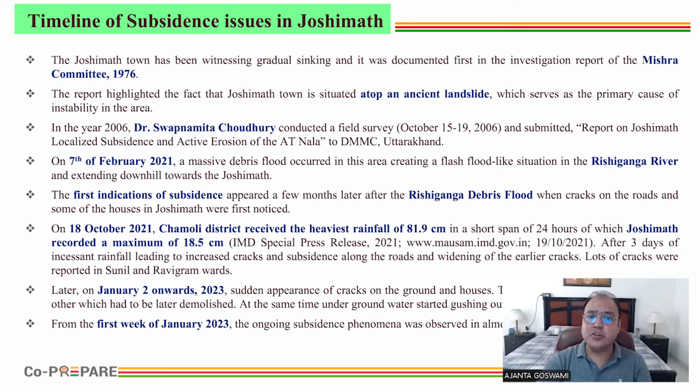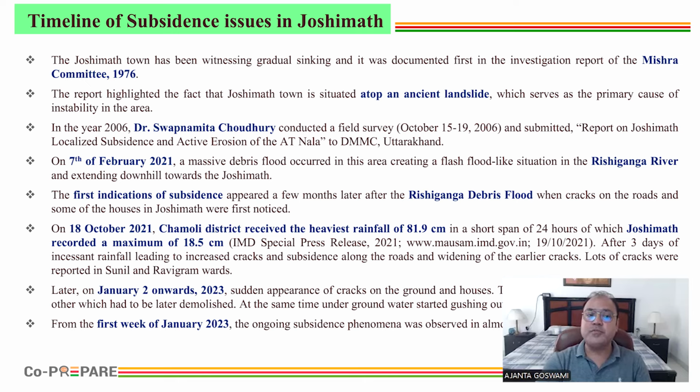The first indication of subsidence appeared a few months after the Rishiganga debris flood, when cracks on the roads and some of the houses in Joshimath were first noticed. You might have heard about some houses where damage took place. So it was in the news. The first incidence of subsidence came into the news later on. On 18 October 2021, Chamoli district received the heaviest rainfall of 81.9 centimeters in a short span of 24 hours.